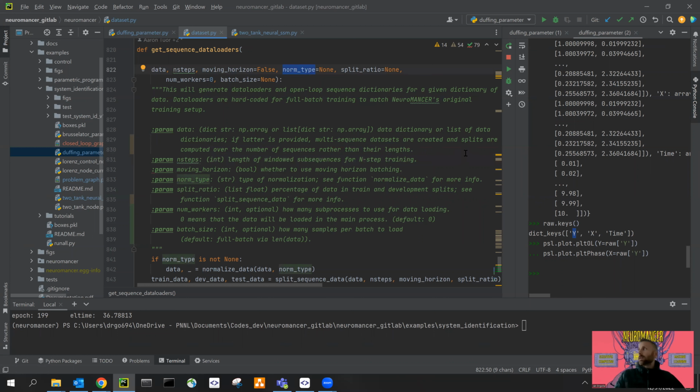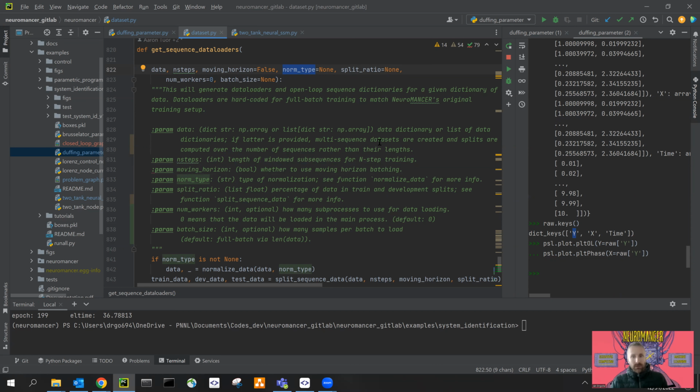You can normalize your trajectories. That can help, especially with data sets that are not very well balanced. And you can provide different split ratios, that is the percentage of data that will be used for training, development, and test set. By default, we are using 1/3 for training, 1/3 for development, which is evaluating the performance and selecting the best model, and then for test, which is an independent data set.